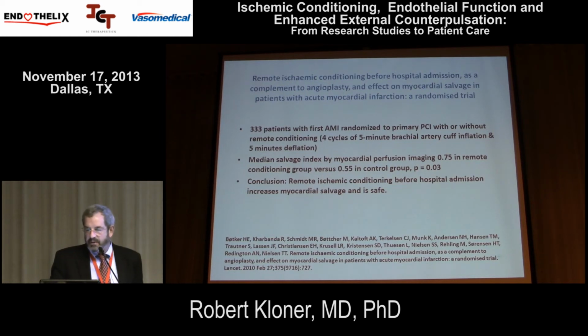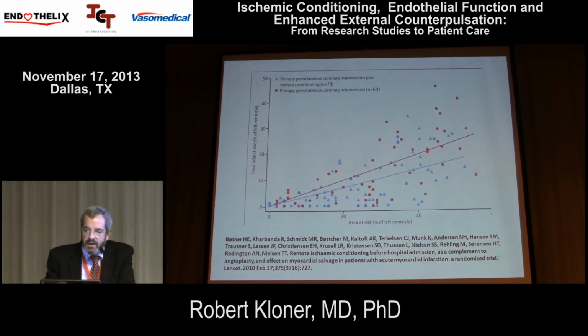The median salvage index by myocardial perfusion imaging was 0.75 in the remote conditioning group versus 0.55 in the control group, which was statistically significant, and he and his group concluded that remote ischemic conditioning before hospital admission increases myocardial salvage and is safe. And here's data where he's plotted area at risk versus final infarct size, showing that patients who received this remote conditioning in the ambulance had a smaller area of necrosis for any amount of risk zone.